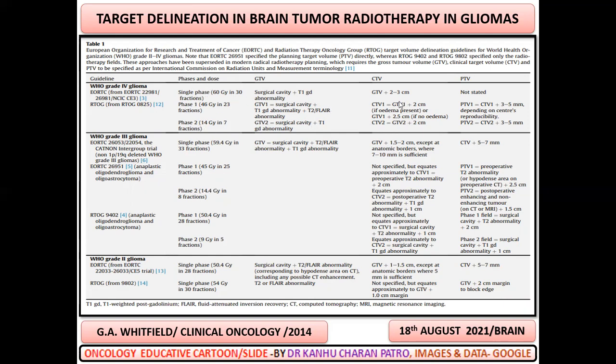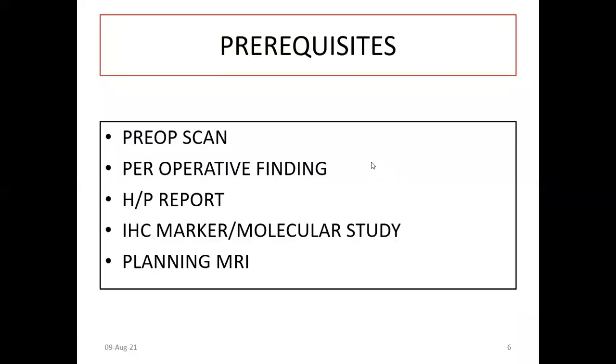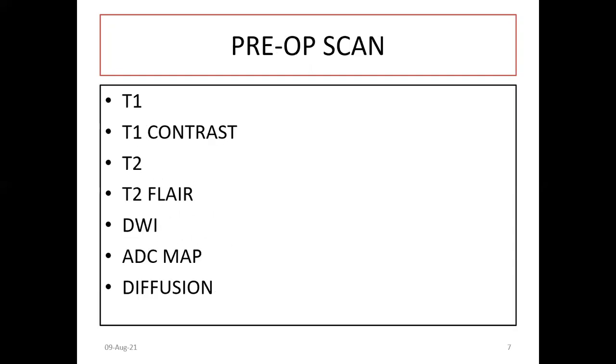EORTC is slightly lesser. So before going to the planning, we need some prerequisites: pre-op scan, pre-operative findings, perioperative findings, HP report, IHC marker, molecular study, and planning MR. In the pre-op scan, we should understand the T1 contrast to see the enhancing component, T2 FLAIR hyperintensity abnormality, diffusion weighted image to see the area of diffusion restriction, and you can see the ADC map.